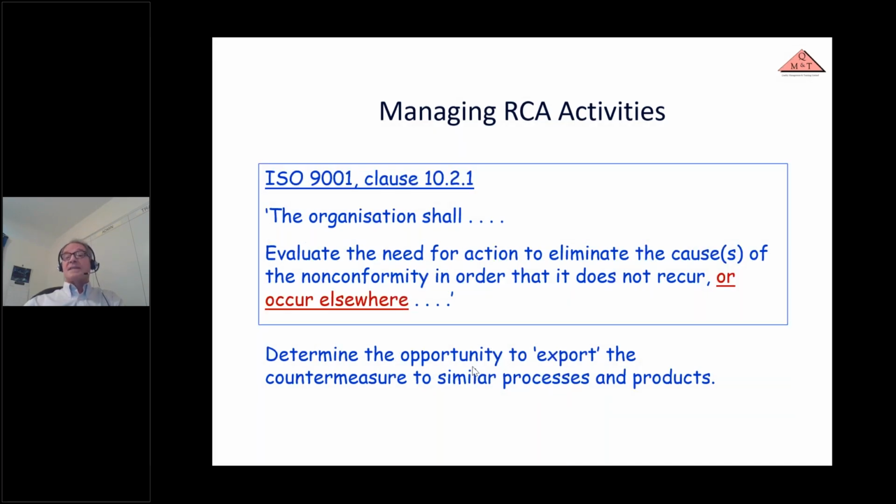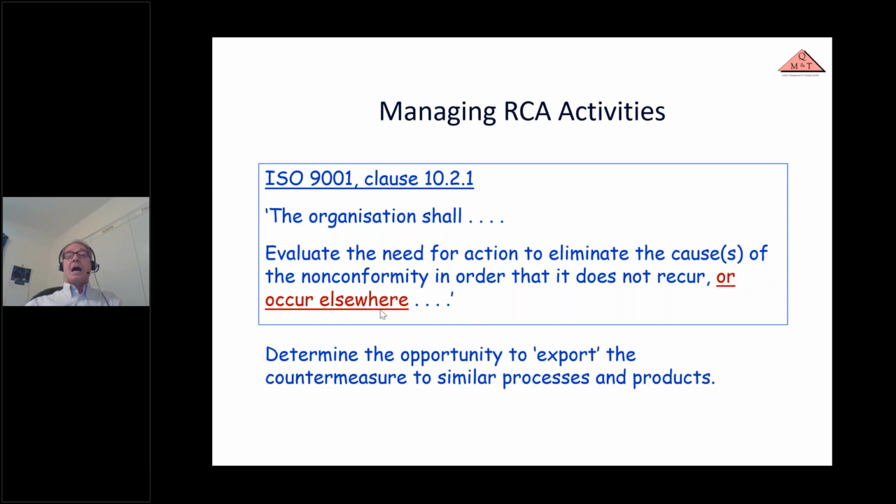ISO 9001 in section 10 tells us that the organisation shall evaluate the need for action to eliminate the cause of the non-conformity in order that it does not recur. Well, that's what we've been discussing already in this webinar. However, ISO 9001 adds the additional phrase, or occur elsewhere.